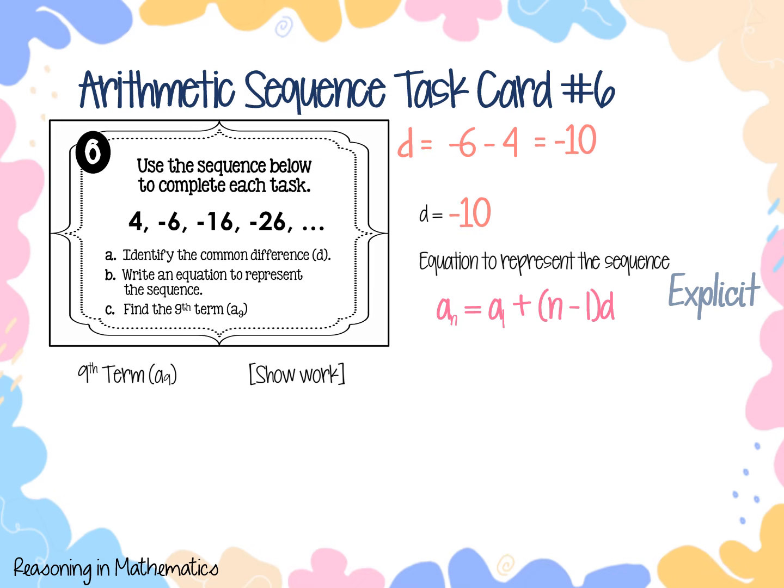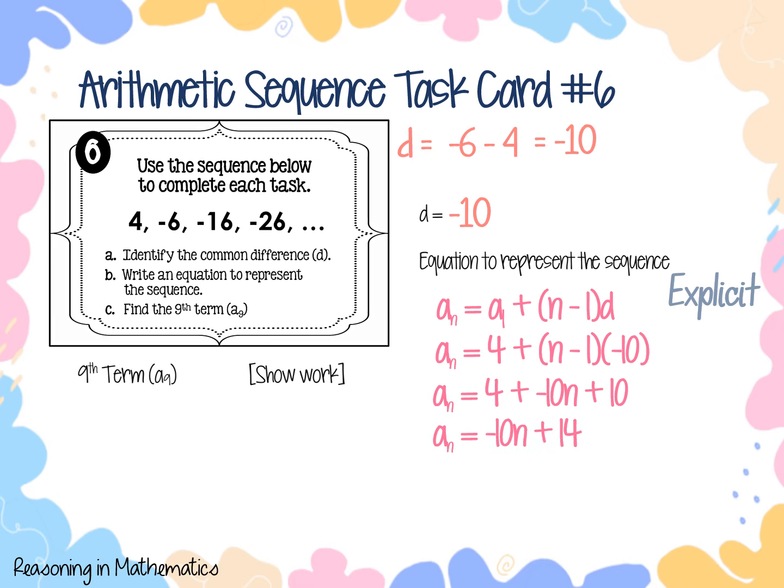Explicit formula. Let's plug in initial term 4, common difference negative 10. Distribute that negative 10 to both terms inside the parentheses, n minus 1. We get a sub n is 4 plus negative 10n plus 10, combine like terms, and a sub n is negative 10n plus 14.